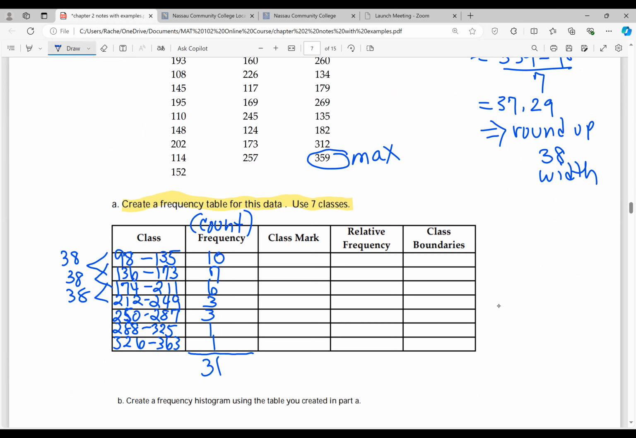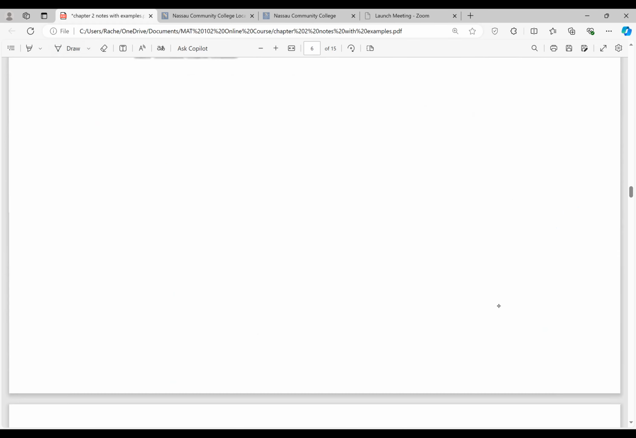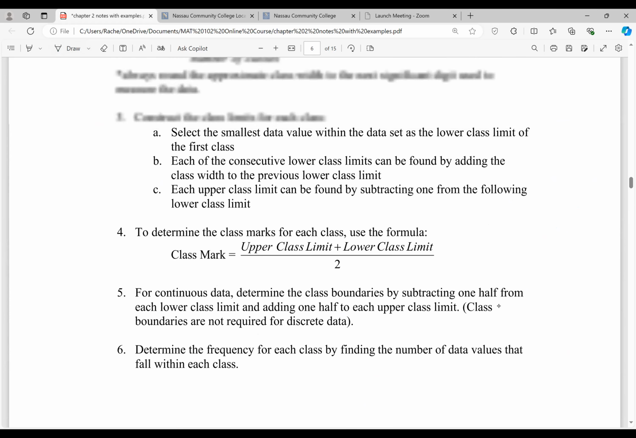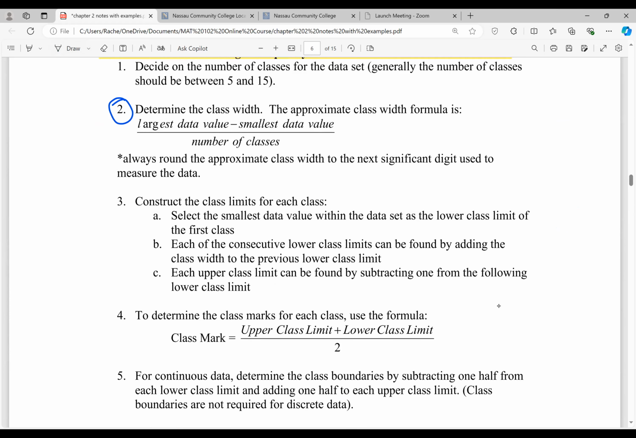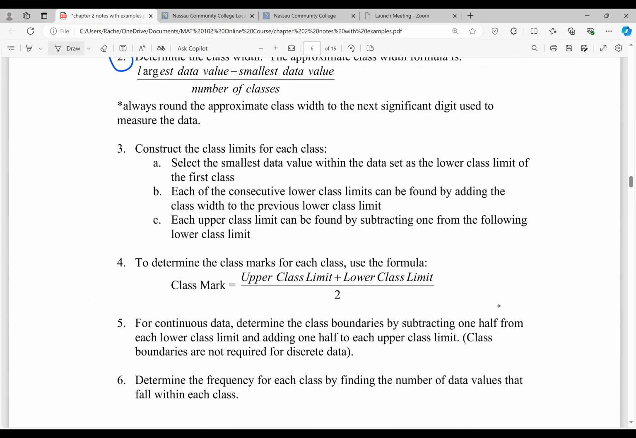Now let's calculate the class mark. Remember, the class mark is the midpoint of your class. The way we get the class mark, and we can look at the steps above, every step that we do for these frequency tables, I have up here in the procedures. We already constructed the class boundaries. Now we're up to determining the class mark. So we take the upper limit plus the lower limit, and we divide by 2.